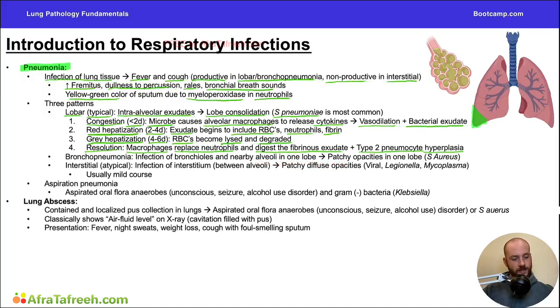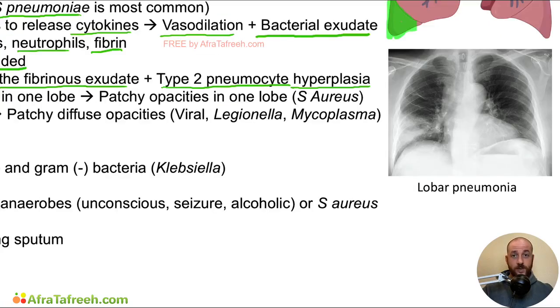Okay, so now if we just take a look at this x-ray image here, we can see in this chest x-ray of the lungs that we have a lower lobe pneumonia. We can see this lower lobe right here is opaque and infected.